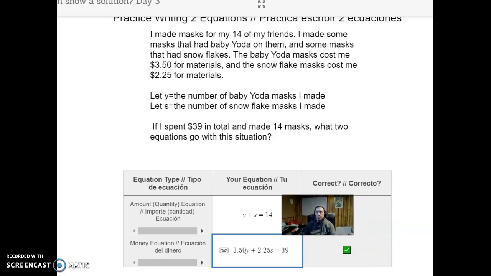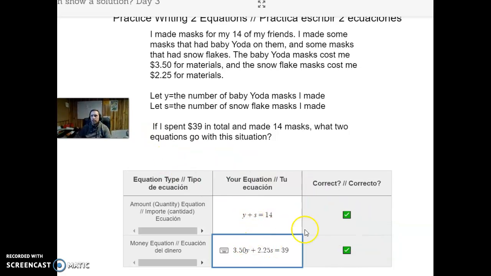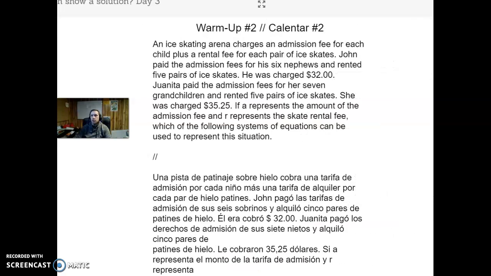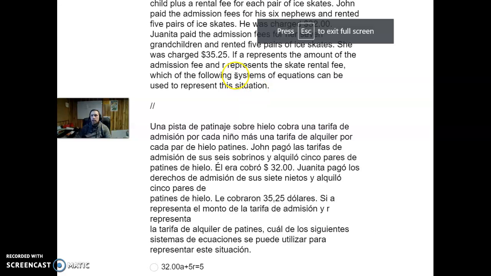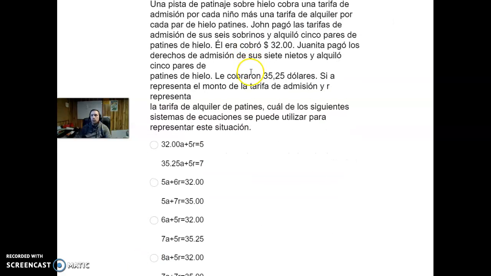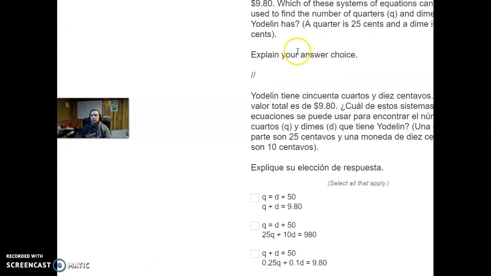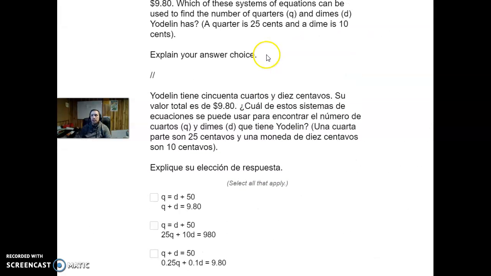So go ahead and go to the Desmos, type that in, and see if you get those green checks, you have it correct. Then we have two more questions for you to warm up, and they're multiple choice here. So go ahead and work your way through these multiple choice and give them a shot. So I'm going to let you pause this, try slides 2 and 3.